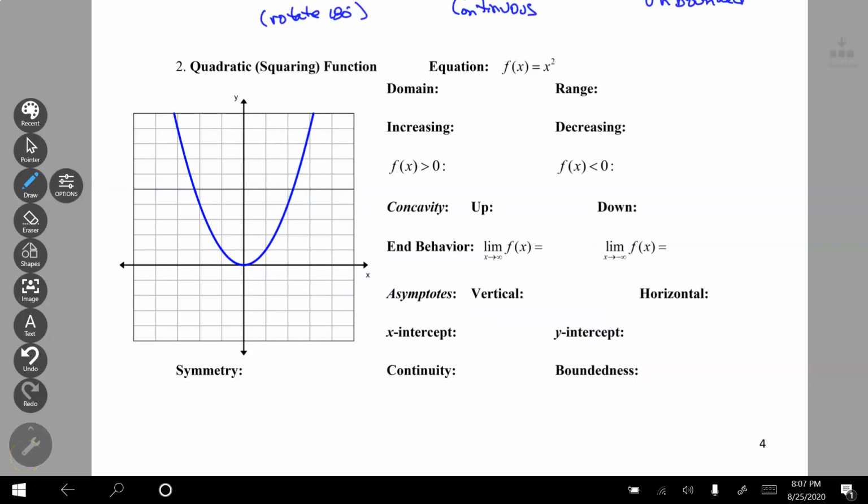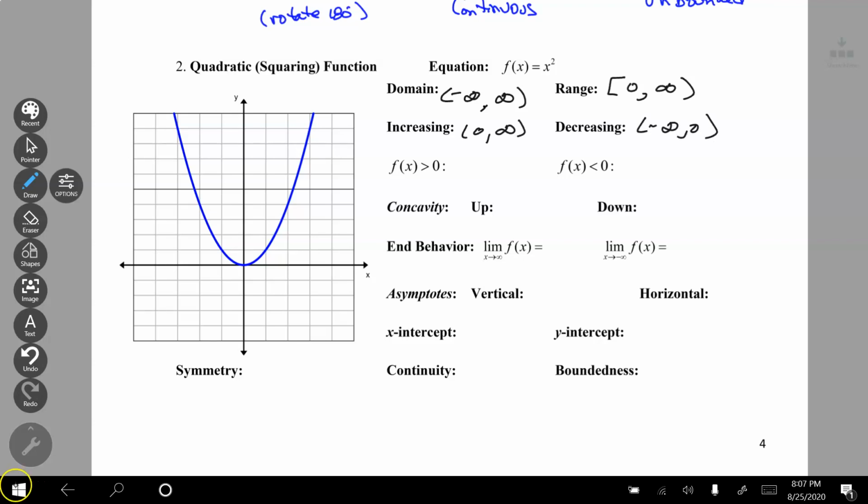Let's try the quadratic, the parabola. The domain is still negative infinity to infinity, but the range is not. It is [0, infinity), including 0. It is increasing and decreasing. While it's increasing on the right half of the graph, it is decreasing on the left half of the graph.